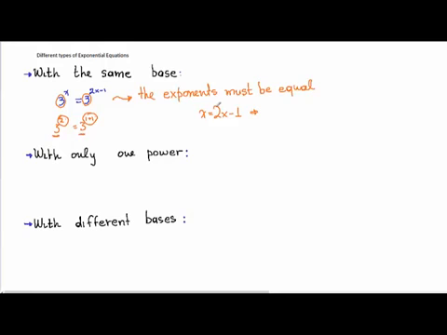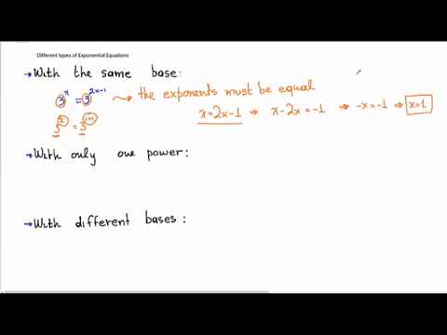I move all my variable terms to one side, and I have x minus 2x equals negative 1. I combine the like terms, and I have x minus 2x, negative x, equals negative 1. And I simplify the signs here, and I have x equals 1. And this will be the answer for this equation right here.